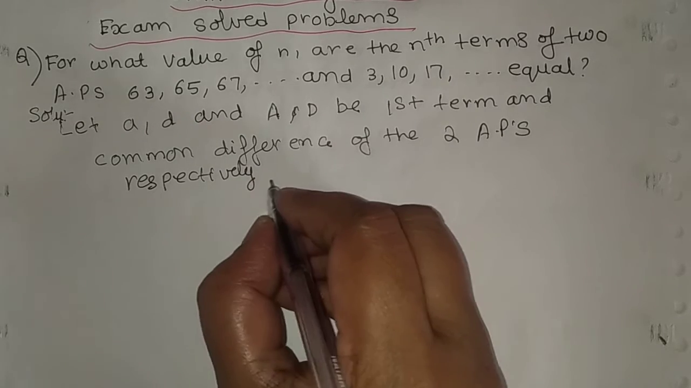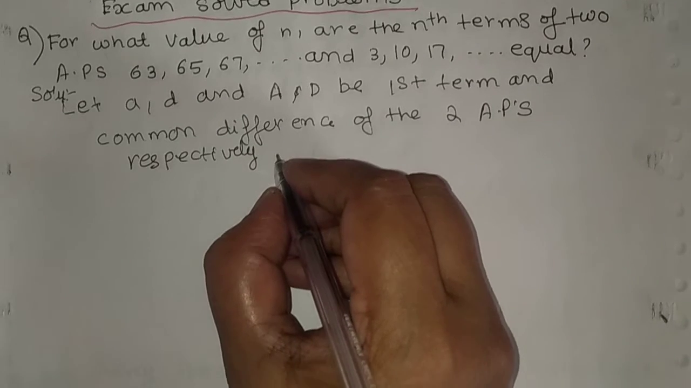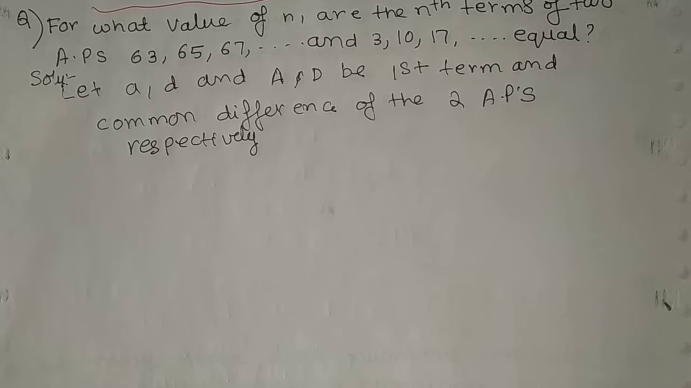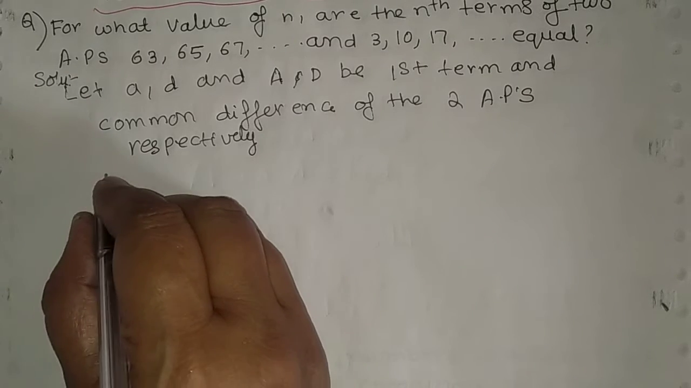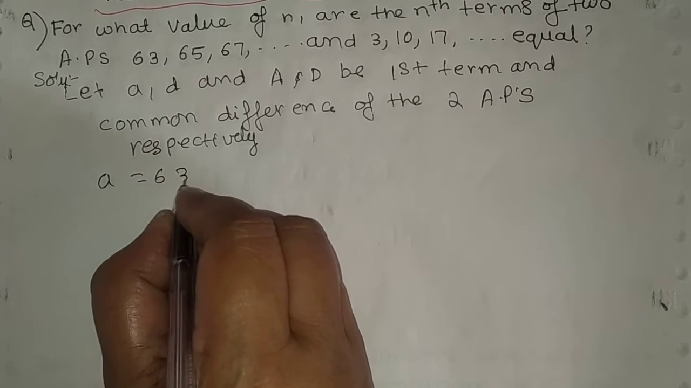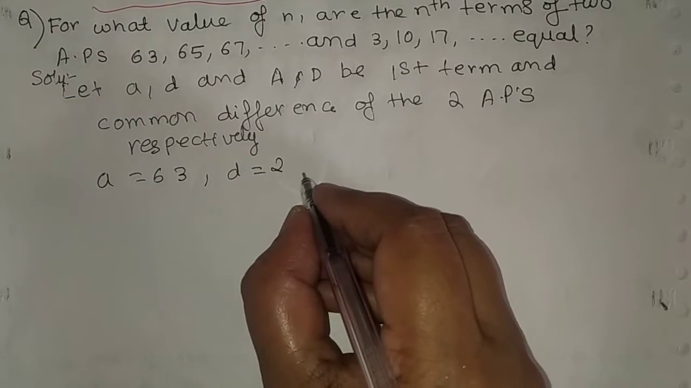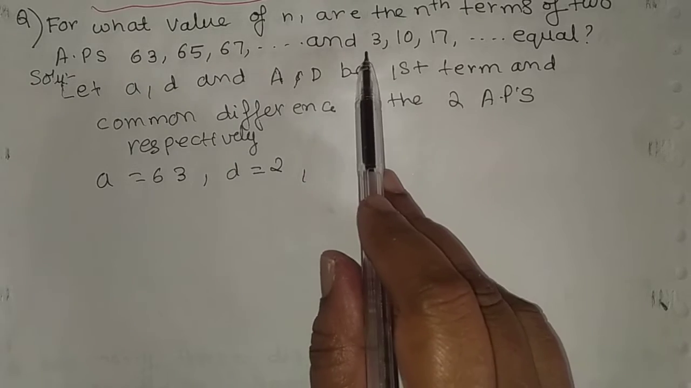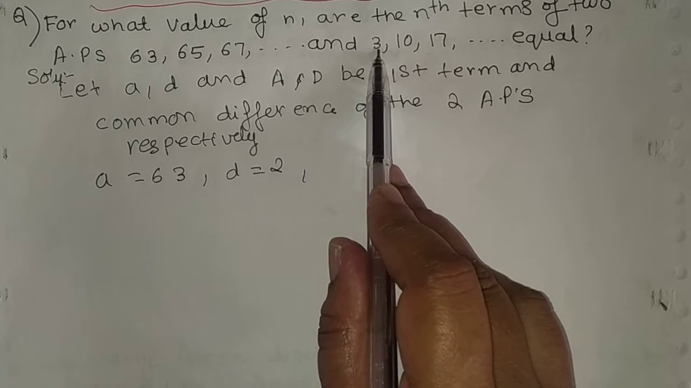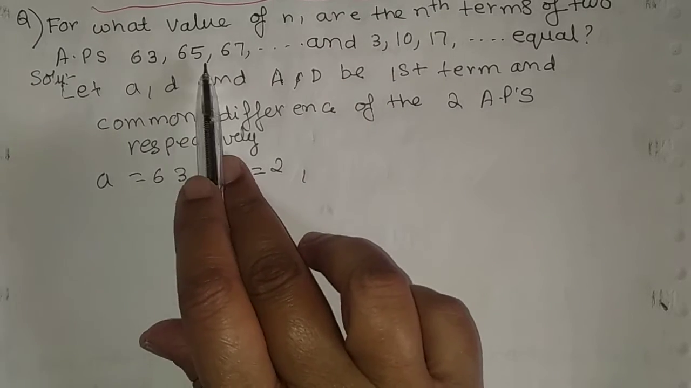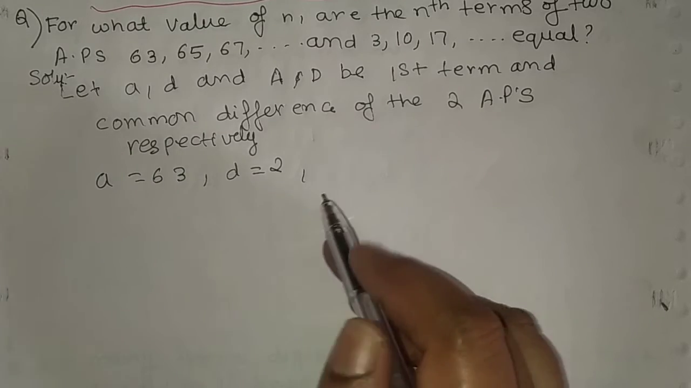So next, now write down this. A is equal to 63 and D is equal to 2, and this is given in the question. See, A is equal to 63 and the common difference is 2 here in the first case.